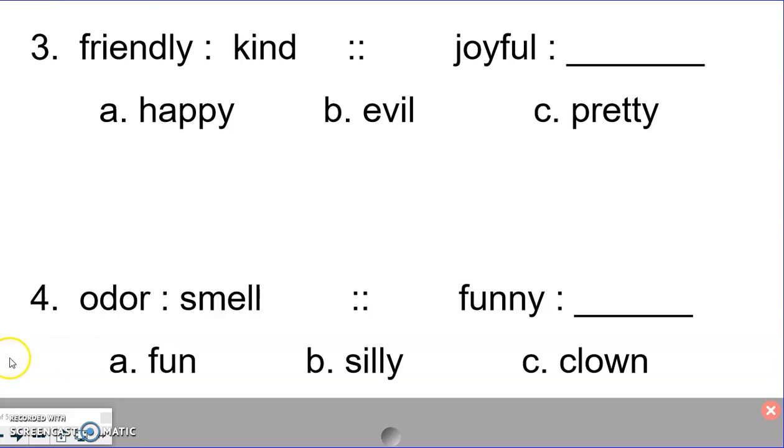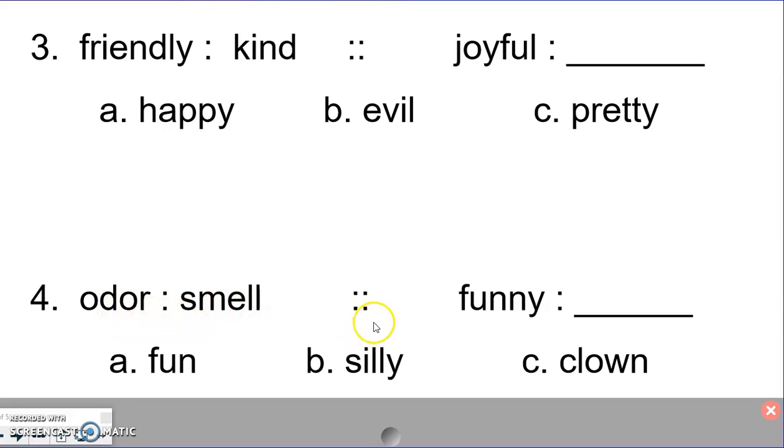All right, let's try this one. Odor is to smell. So let's decide if odor and smell mean the same or opposite. All right, odor and smell mean the same thing. So an odor is a smell. A smell is an odor. An odor can be good or it can be bad. But either way, odor and smell mean the same thing. They are synonyms.